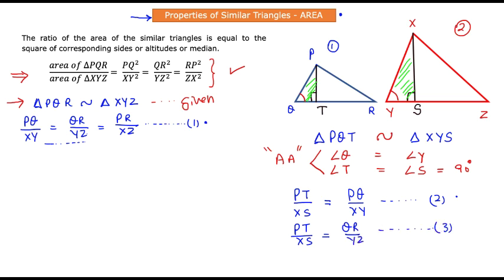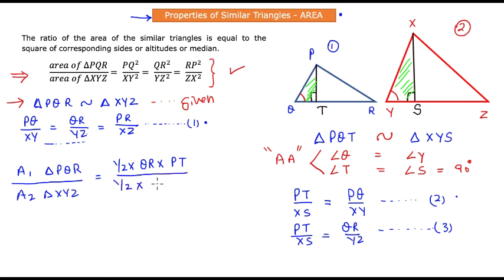Okay. So far so good. Now let's find the area of my triangle 1, which will be the area of triangle PQR, and then divide that by the area of triangle 2, that will be triangle XYZ. And that will be 1/2 times the base, which is QR for triangle PQR, times the height, which is PT. And for our second triangle, the area will be 1/2 times the base YZ times the height XS. Okay, let's cancel out the common factors.